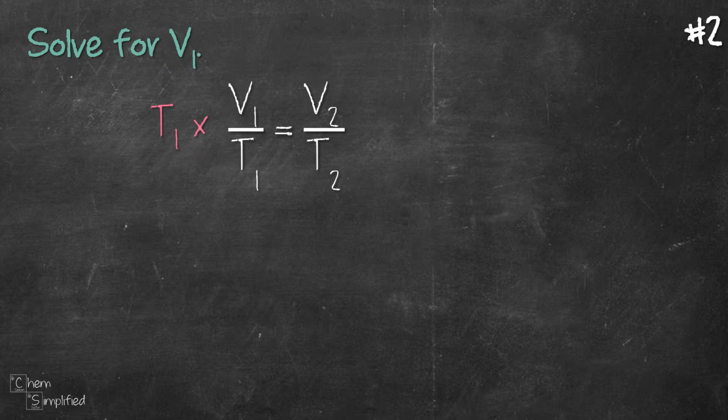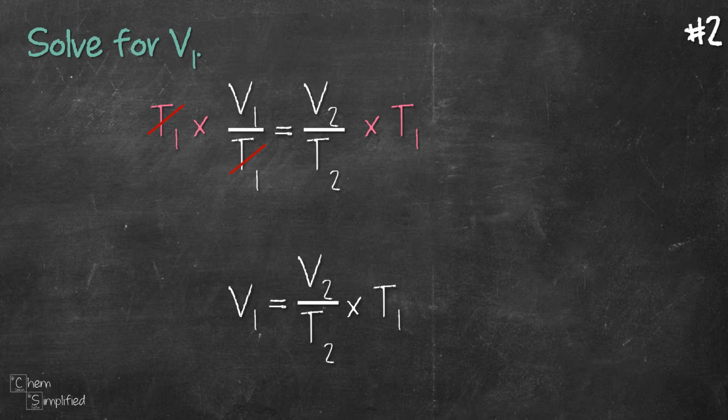So we multiply by T1, and what will happen is it will cancel out the T1, and that will give us V1 all by itself. That's what we want. And whatever it is that we do on one side, we have to do it on the other side. So we need to multiply by T1 on the right hand side as well. Now we simplify the equation, and then we will get V1 equals V2 over T2 times T1.